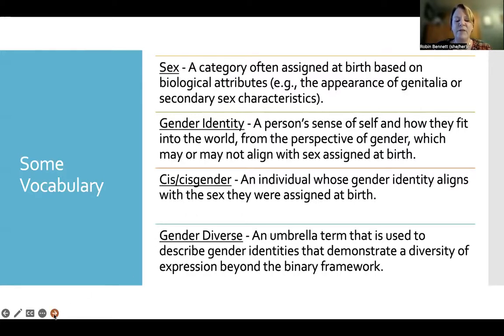Cisgender is an individual whose gender identity aligns with the sex they were assigned at birth. And gender diverse is an umbrella term that is used to describe gender identities that demonstrate a diversity of expression beyond the binary framework. And I just want to emphasize that this is really important, that we recognize how many people these kinds of words are attributed to. So about 1.2 million people in the United States identify as non-binary, and 1.4 million people in the United States identify as trans. Next slide.